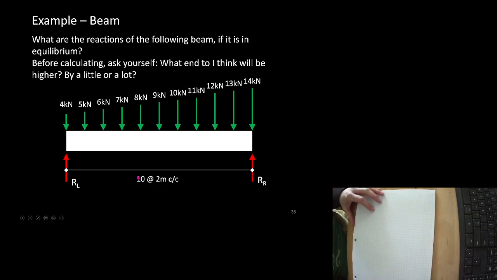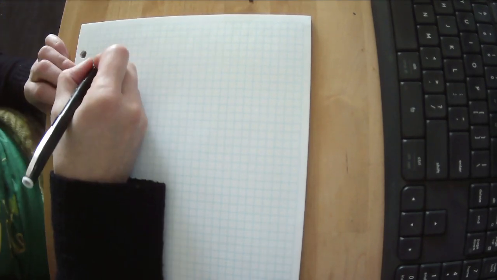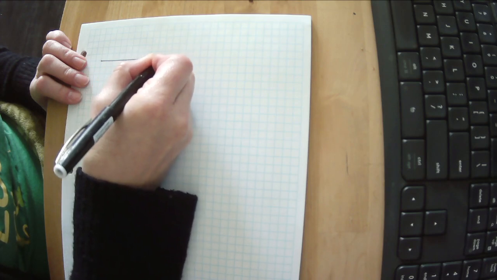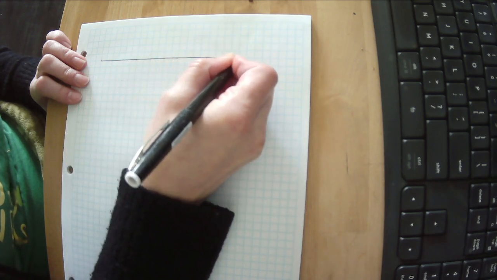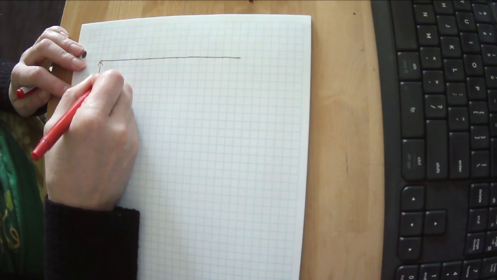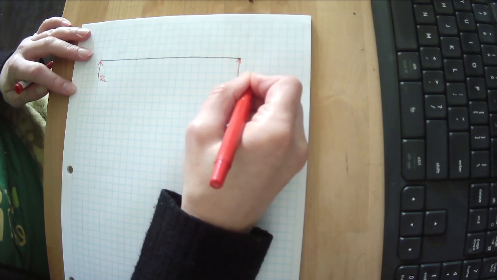So we have a 20 meter long beam, and there's 2 meters between every force here, and they go up by a kilonewton each time. So let's draw this out here. We have a beam here that has an unknown reaction at the left end and an unknown reaction at the right end.